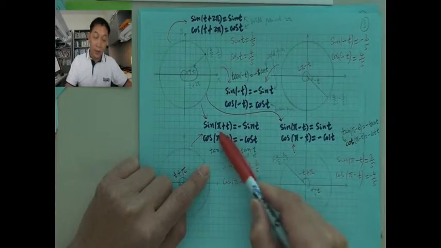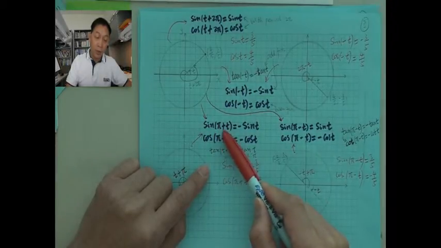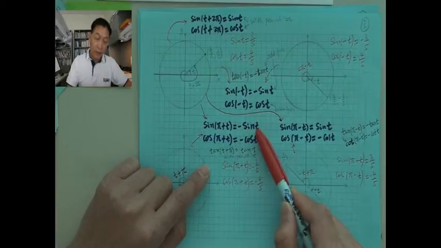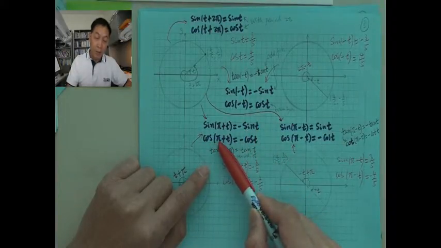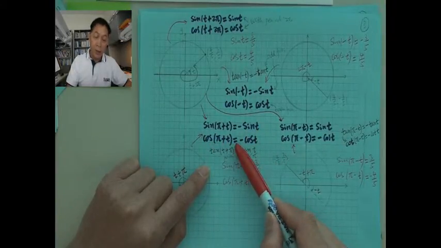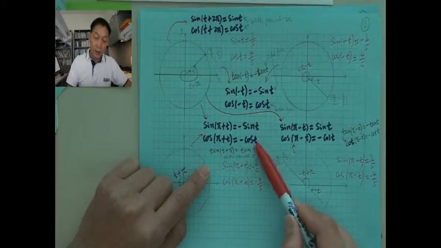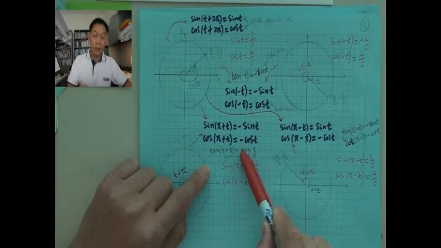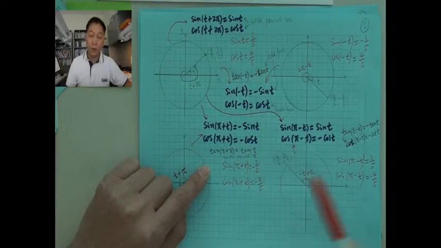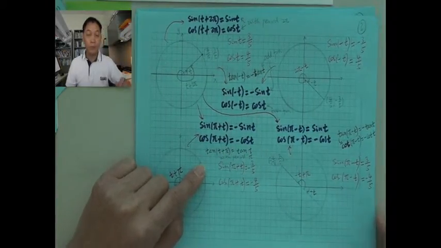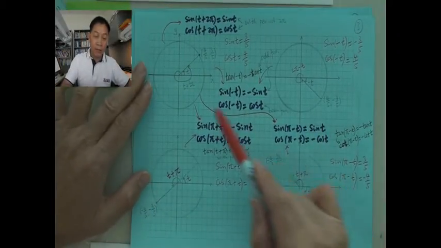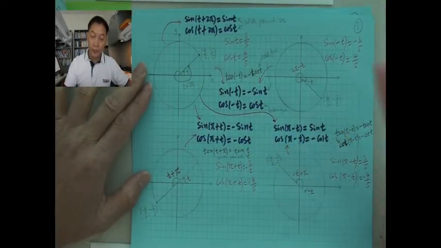That's different because here sine pi plus t is negative, and here cosine pi plus t equals negative cosine t, and here is without negative in front of it. Okay? You need to be aware of that. Okay, now we have done with those three.